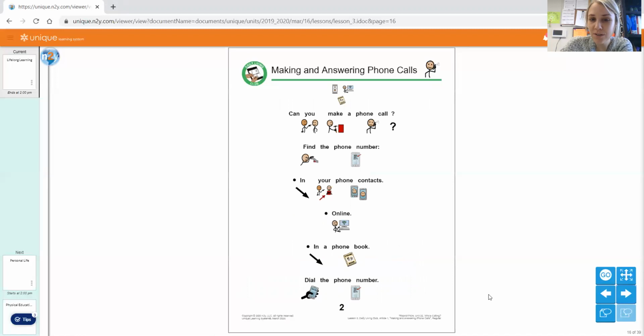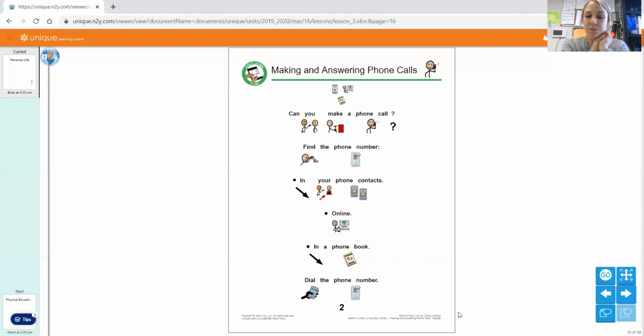Can you make a phone call? What do you do? First, you need to find the phone number, and phone numbers are found either in your phone contacts, online, or in a phone book such as this one. This is an example of a phone book, and we went over this last week as well. Now this phone book has yellow pages in it, and those are phone numbers of businesses, and the white pages are residential listings. Those are where people live, the houses or the apartments. So that is another option. And online, you can look on there as well, or you can ask somebody, they might have it.